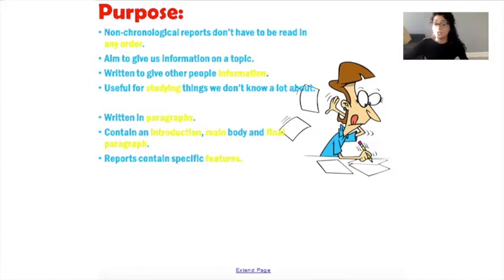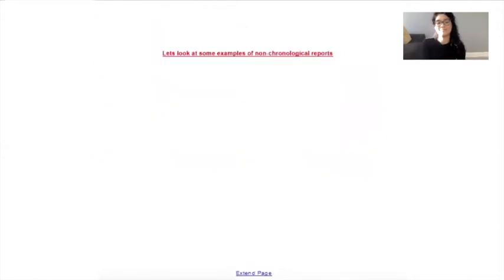Now, in terms of the structure, how they look, they are written in paragraphs. They have within them an introduction, a main body, and the final paragraph. And these types of reports, the non-chronological ones, contain specific features. What you may find in a non-chronological report may not be found in any other type of report.